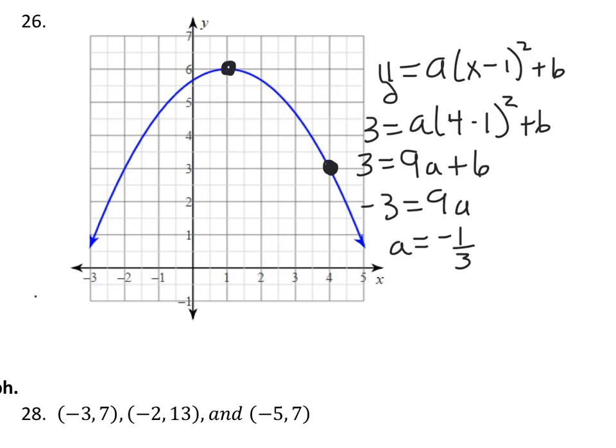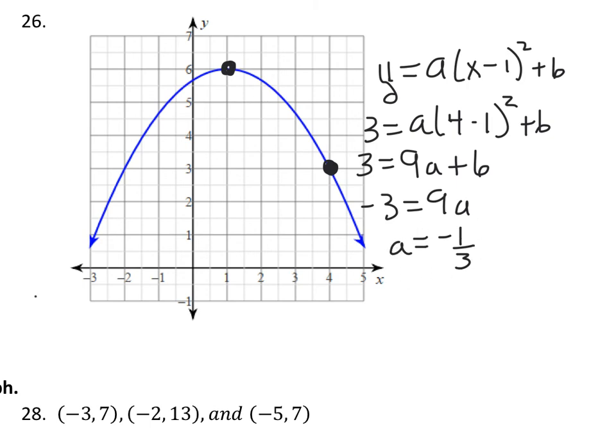All right, so I used my vertex 1, 6 to start my equation. And here I have a times x minus 1, the quantity squared, plus 6. And then I'm going to substitute in this point right here for 3 and for x and y to find a. So 4 minus 1 is 3. 3 squared is 9. So I get 9a here plus 6. Then I subtract 6. I get -3 equals 9a. Then I divide by 9, I get -3 over 9, which is -1/3. So my a value is -1/3.